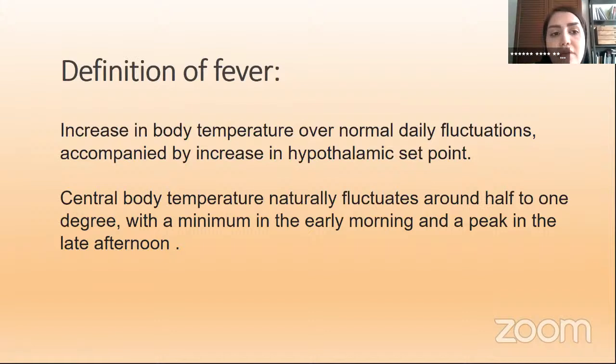At first, I want to talk about the definition of fever. Fever is an increase in body temperature over normal daily fluctuations, accompanied by an increase in hypothalamic set point. As you know, central body temperature naturally fluctuates around half to 1 degree, with a minimum in the early morning and a peak in the late afternoon. So the body temperature is higher in the afternoon and it's normal.